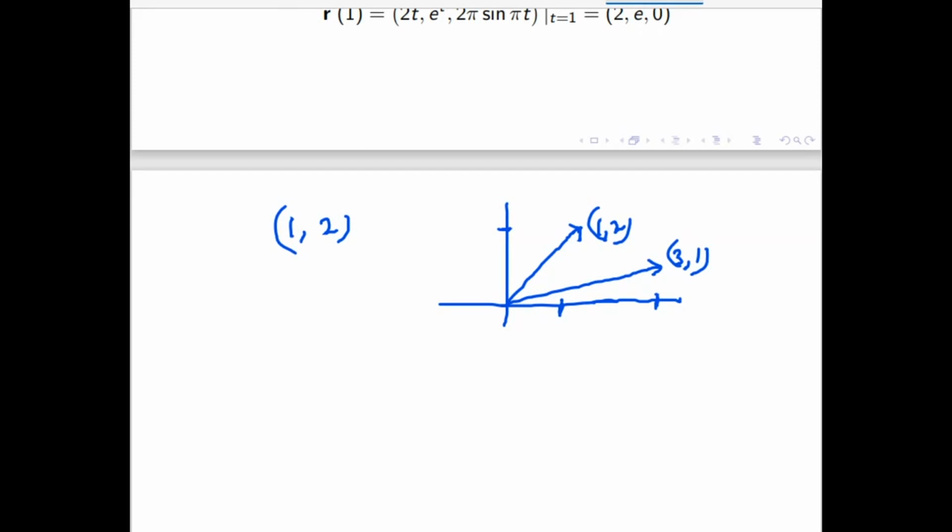Bigger in what sense? You are saying 3, 1 is bigger, by magnitude, distance from the origin. Okay, if you are saying magnitude, then I am drawing the picture of 2, 1 as well. So now tell me, 1, 2 and 2, 1, which one is bigger? Is 1, 2 greater than 2, 1, or 2, 1 greater than 1, 2?